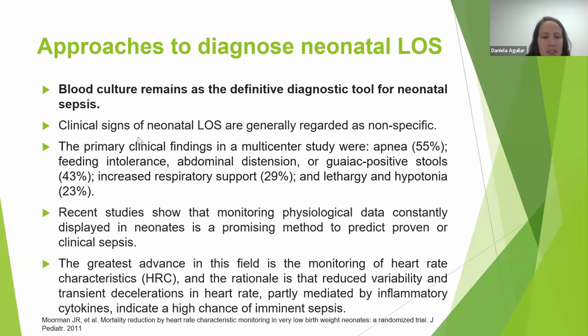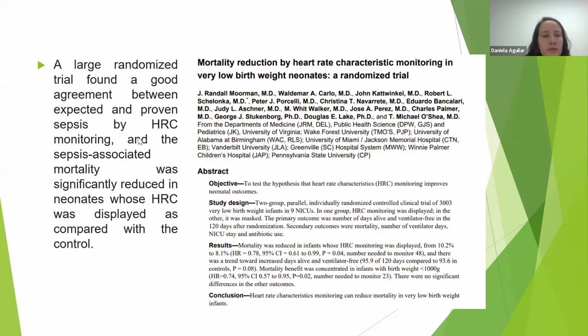The greatest advance in this field is the monitoring of heart rate characteristics, and the rationale is that reduced variability and transient decelerations in heart rate, partially mediated by inflammatory cytokines, indicate a high chance of imminent sepsis. A large randomized trial found a good agreement between expected and proven sepsis by heart rate characteristics monitoring, and the sepsis-associated mortality was significantly reduced in neonates whose heart rate characteristic was displayed as compared with the control.